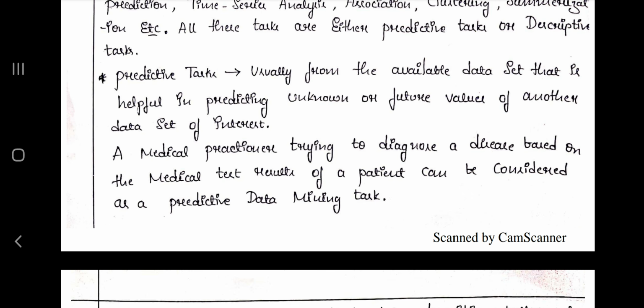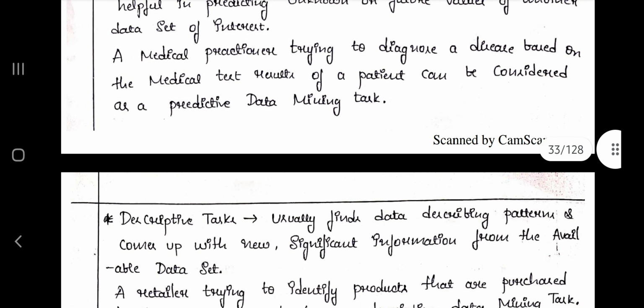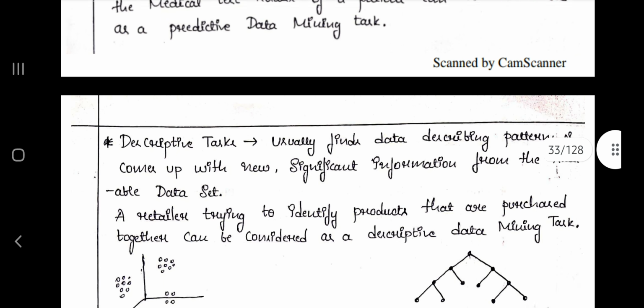Another example is diagnosing a disease based on the medical test results of a patient, which can be considered a predictive data mining task. Some results you got, and based on that you are predicting what the actual value could be. That is known as a predictive data mining task.